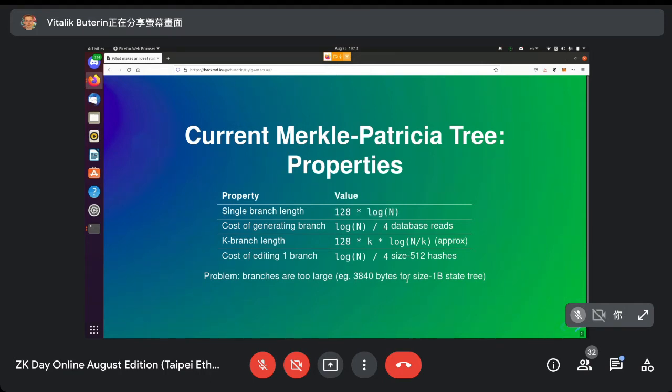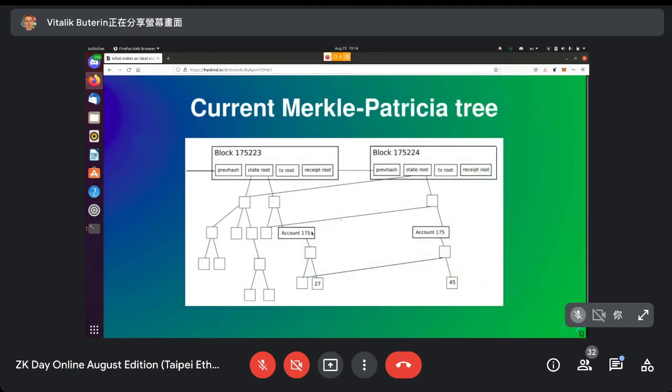So for example, if the state tree has a size of 2 to the 30, so about 1 billion, then the length of a branch is going to be about 3.8 kilobytes. The cost of generating a branch is going to be basically log of n over 4 database reads. The data for our branch is already in the database, and so you just have to read it a bunch of times. If you want to do many branches, then the formula becomes roughly this multiplied by k, except instead of log of n, it becomes log of n over k. Basically, you get to save a little bit, because if you make lots of branches, then they start sharing hashes at the top, and so you get a little bit of savings.